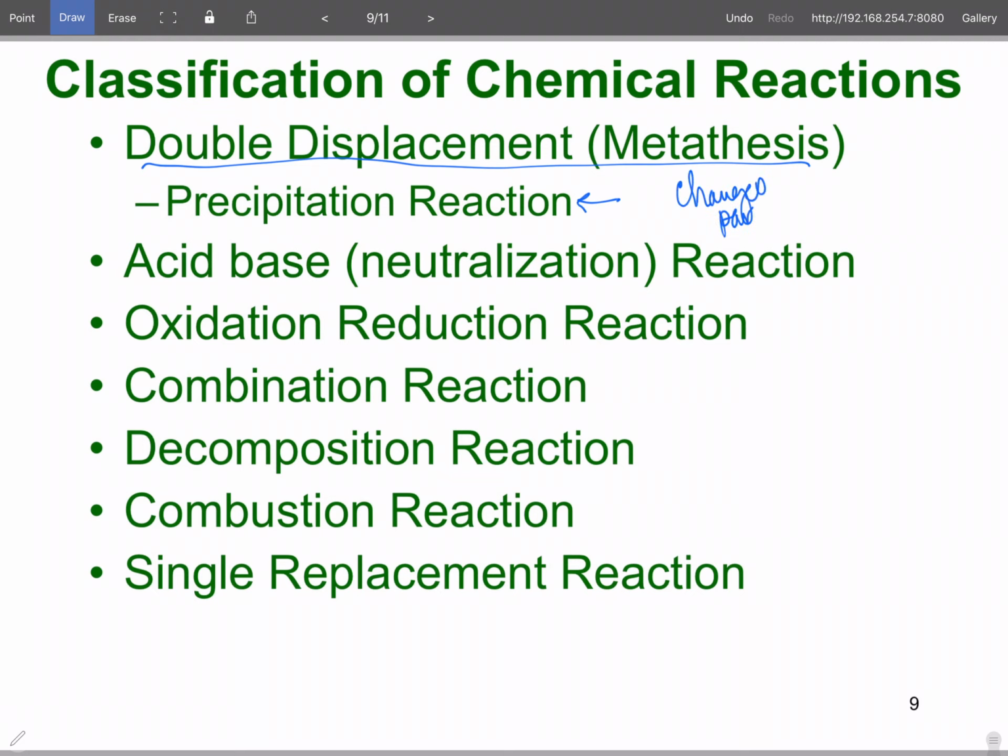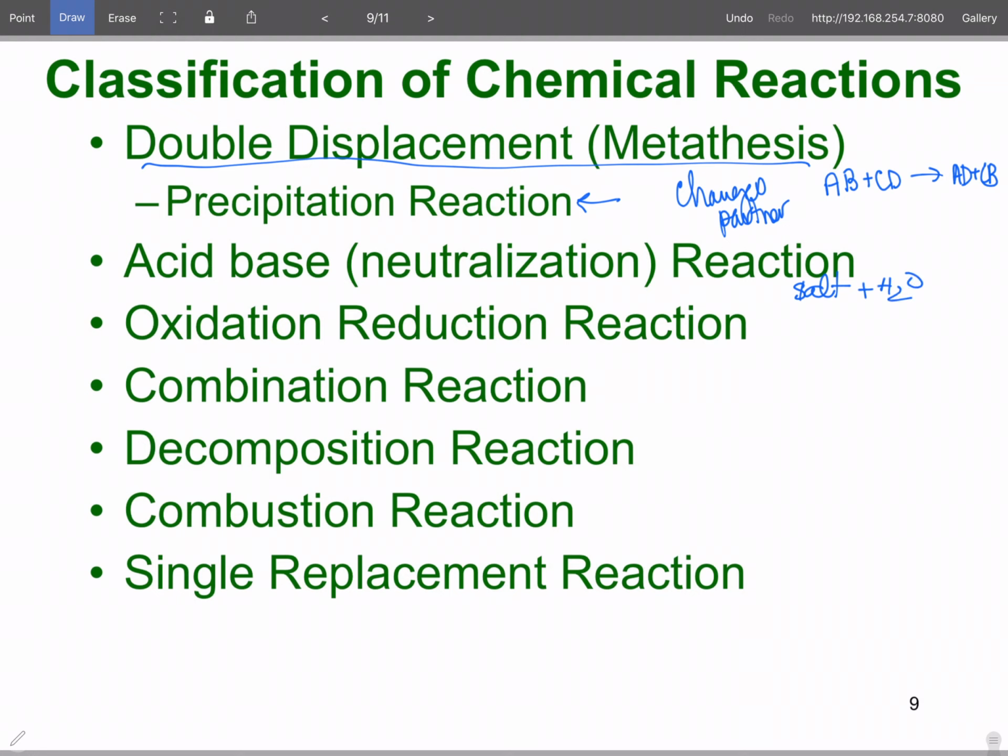And it's both. And as I said, we'll work these before. So if you have AB plus CD, when it rearranges, you're going to have AD and CB. And notice the cation still has to be listed first. So you're going to change partners in a double displacement. An acid base is a neutralization reaction. This is where you're going to form a salt. And remember, salt is an ionic compound and water. We'll look at each of these individually.